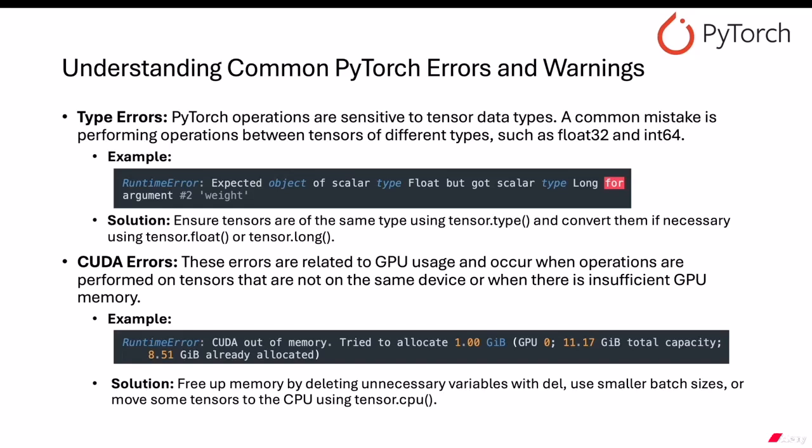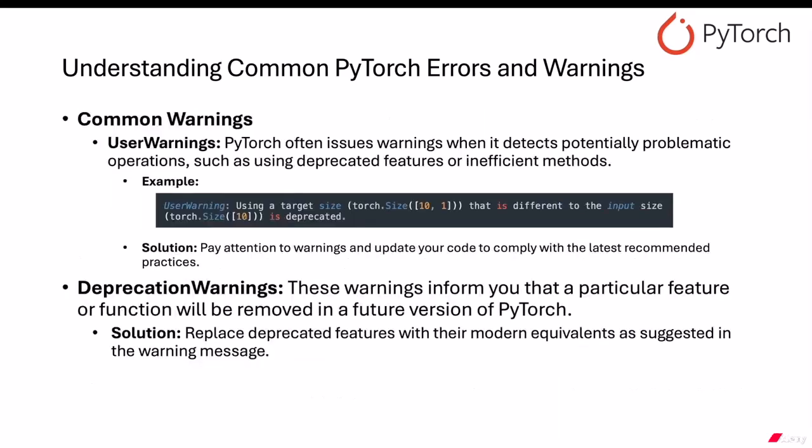CUDA errors. These errors are related to GPU usage and occur when operations are performed on tensors that are not on the same device or when there is insufficient GPU memory. Example is runtime error: CUDA out of memory. Tried to allocate 1 GB GPU 0 11 is to 11.17 GB, total capacity 8.51 GB already allocated. Solution: free up memory by deleting unnecessary variables with del, use smaller batch sizes, or move some tensors to the CPU using tensor.cpu.